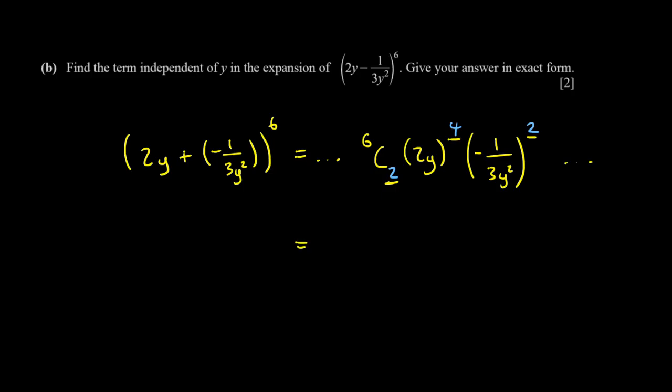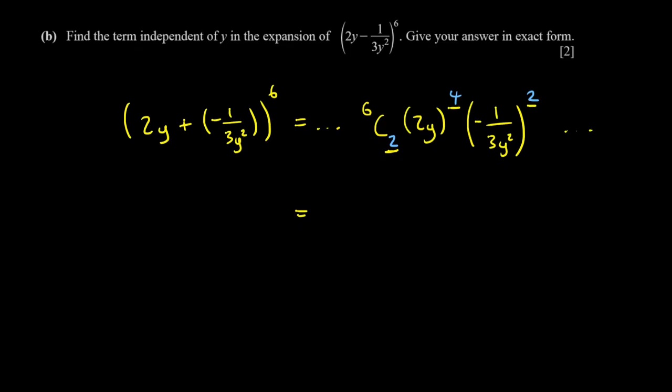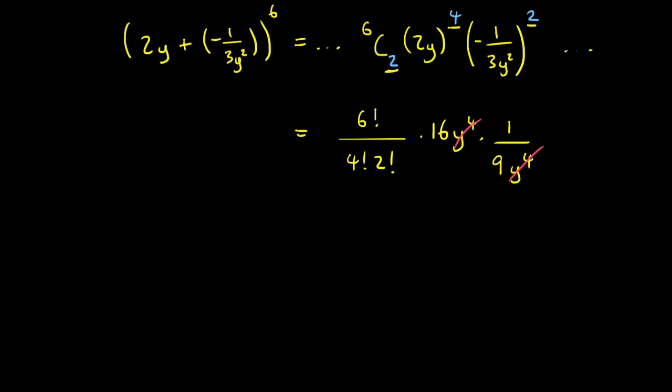So now what we've got to do is really simplify this. And let's go through the steps. So 6c2 is the same thing as 6 factorial over 4 factorial 2 factorial, right? The formula's in the front of the book. 2y to the power of 4. So we're going to get 2 to the power of 4, which is 16, and y to the power of 4. And then we're going to get negative 1 upon 3y squared, all squared. Now, if we do that, negative times negative is a positive. So on the bottom here, we're going to get 1 upon 3 squared, which is 9, y squared squared, which is y to the power 4. And as I said, the y to the power 4 is going to cancel with the y to the power 4. Okay, so now all we've got to do is simplify as much as possible.